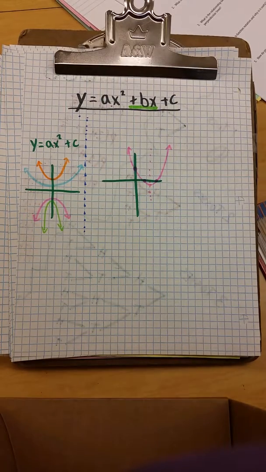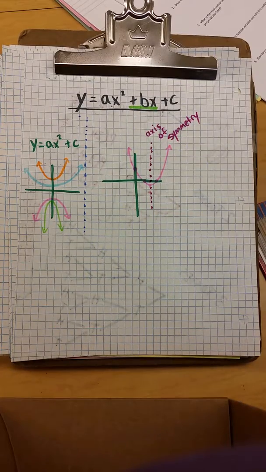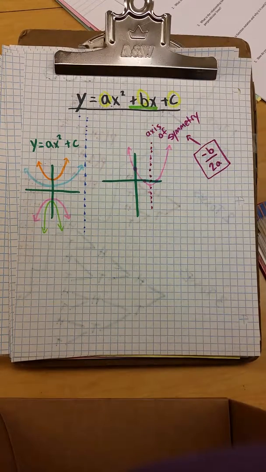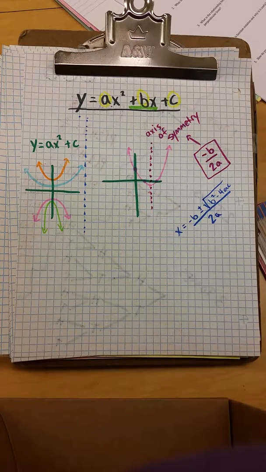The first thing we need to know to handle these is how to find the middle line, or the axis of symmetry. You can actually figure it out just by looking at your coefficients a and b and your constant c. Your axis of symmetry will always be negative b over 2a. It's not a coincidence that it shows up right here in the quadratic formula.